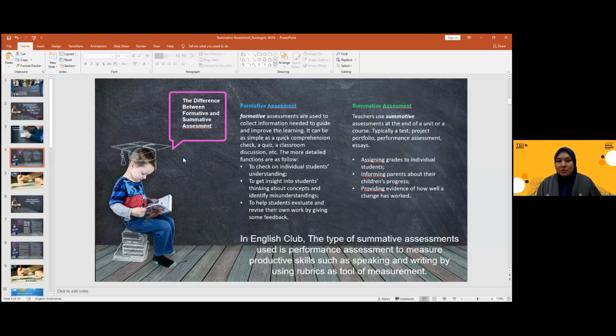Summative assessment is usually delivered at the end of a unit or a course, typically in the form of a test, project, portfolio, performance assessment, or essays in writing tasks. What is it used for? It is to assign grades to individual students. So the grades can be used by you to inform the parents about the progress of their children.